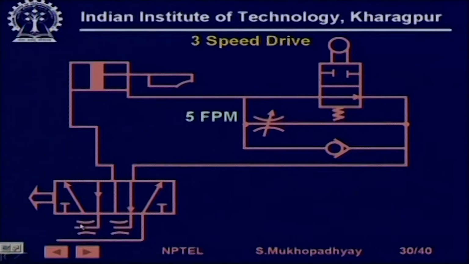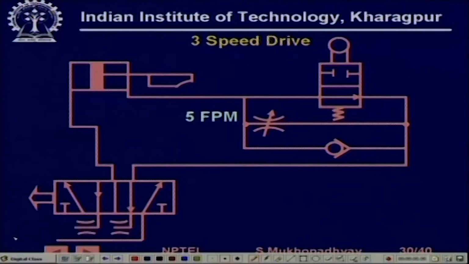Another application is a 3-speed drive. So in the 3-speed drive we can quickly see what we are doing. You see that when, suppose actually this is wrongly connected, it should have been here and this one should have been here.